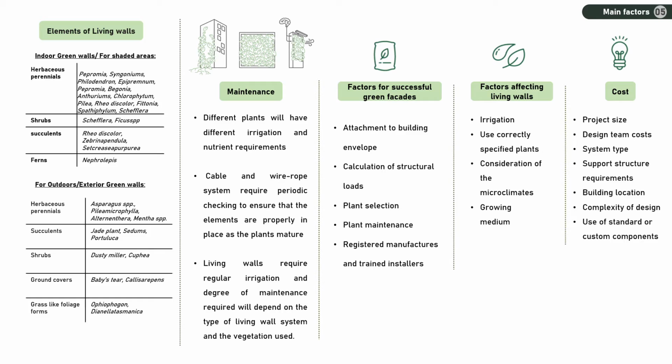We all know that it is quite expensive to build green walls, especially with living wall systems. Another thing that we have to take into consideration is the project size, design team costs, system type, support structure requirements, building location, complexity of design, and the use of standard or custom components.